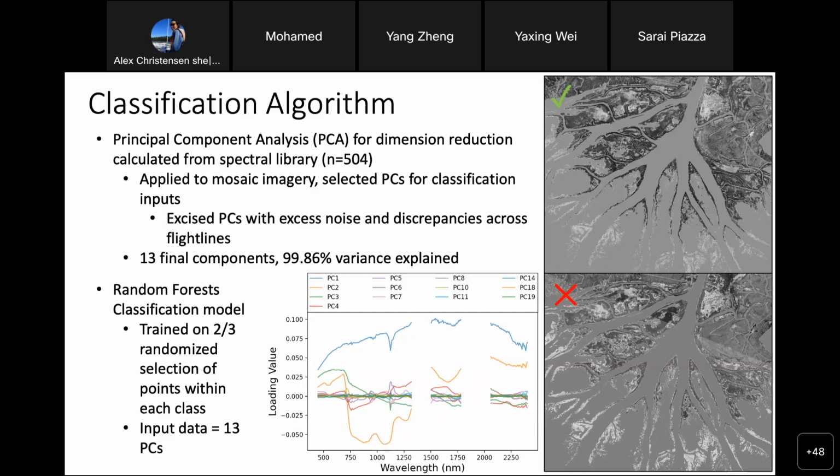So from our PCA analysis, we selected 13 final components that were consistent across the whole domain, and together they explain 99.86% of the variance in our 300 utilized bands. Those are the data that we fed into a random forest classification model. And we did that by training the model on a randomized selection of 2/3 of all of our vegetation and spectra pairs within each class.